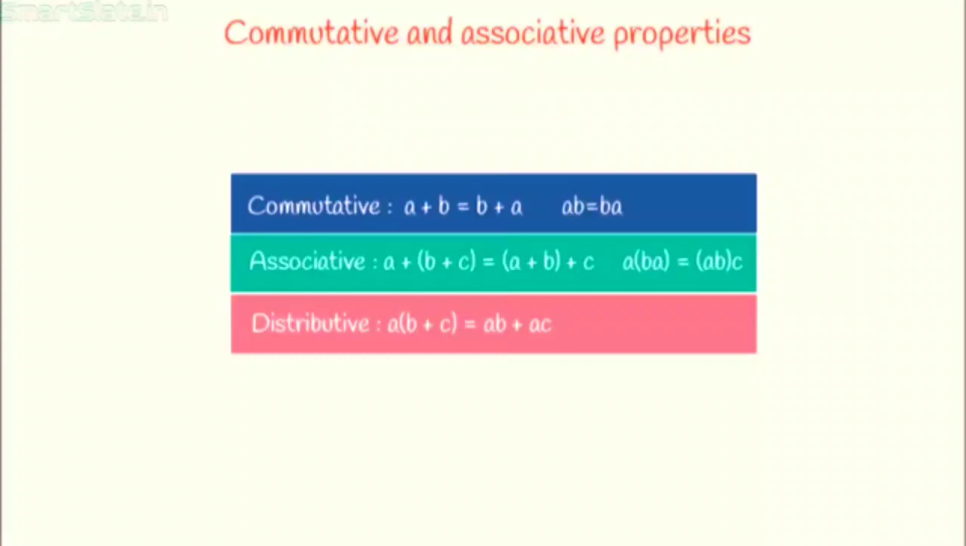Now we will see the properties: commutative property, associative property and distributive property. I hope you remember these properties. If not, let's have a quick glance at this table. Let's verify whether these properties hold true with the sets.